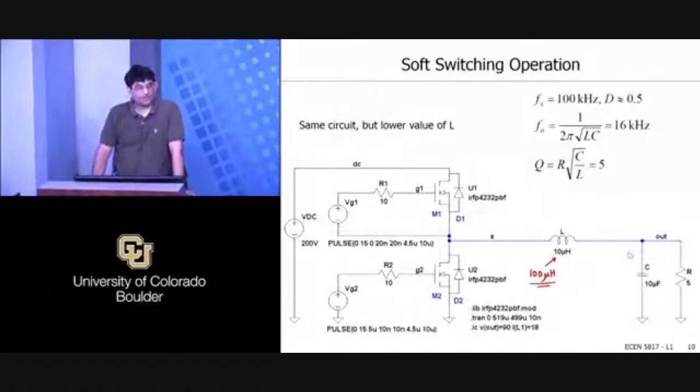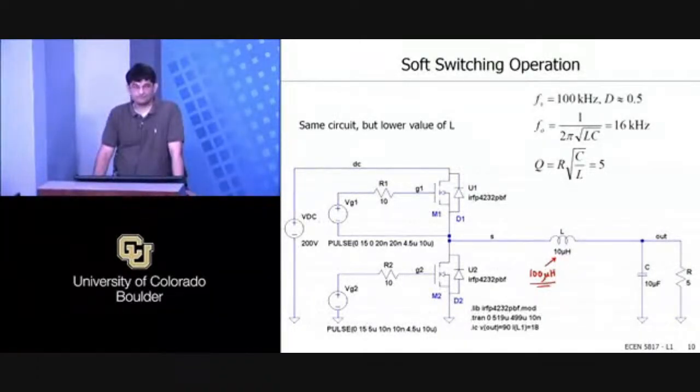So what do you expect? For example, what do you expect would be the change in terms of the inductor current? Larger ripples? Yeah, it'll have larger ripple because you have a smaller inductor. What do you expect would happen at the output, to the output voltage?